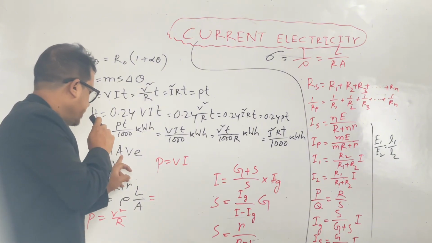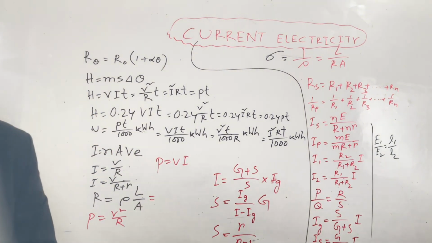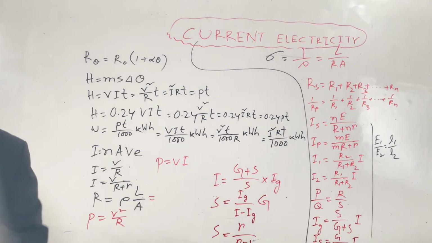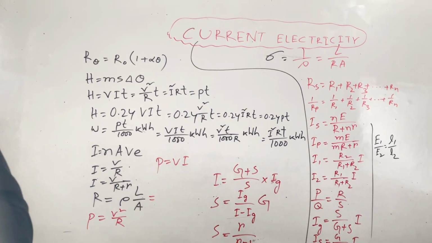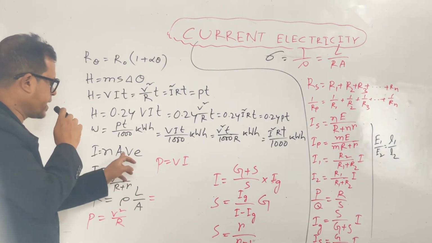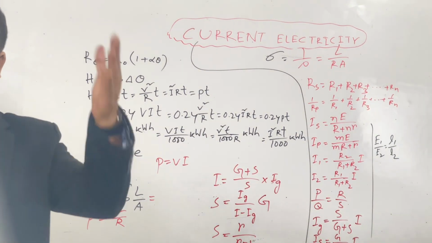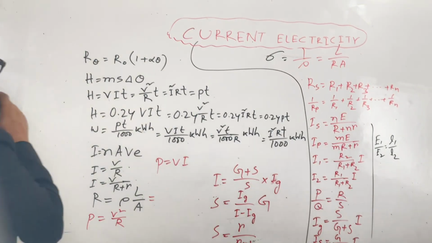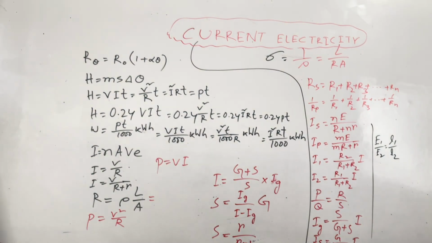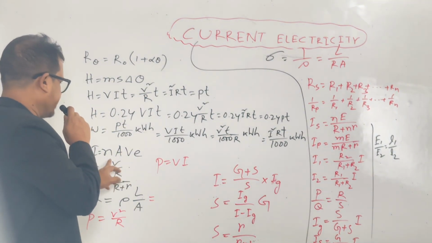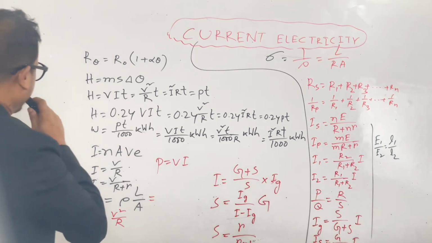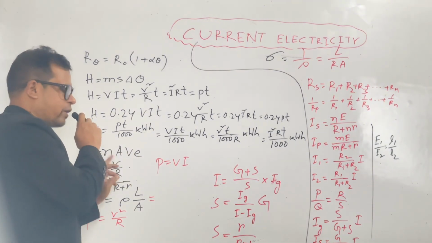I equal to nAve. Here, what is n? What is A? What is v? What is e? Here, I is the current passing through the conductor, and n is the number of electrons per unit volume. A is the cross-sectional area of the conductor, of any conductor. v is the drift velocity of the electrons. e is the charge of each electron. Okay, if you know the charge of the electron e, v, A, n, you can find out the current passing through the conductor. That's why you have to know n, A, v, e for finding out the current I through the conductor.